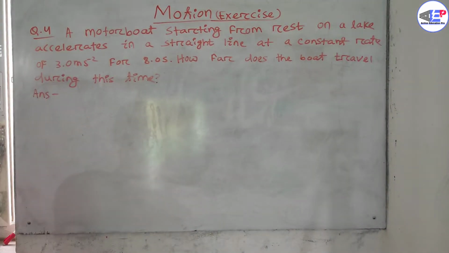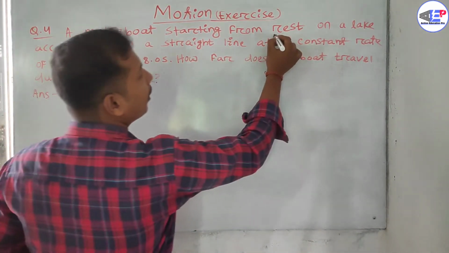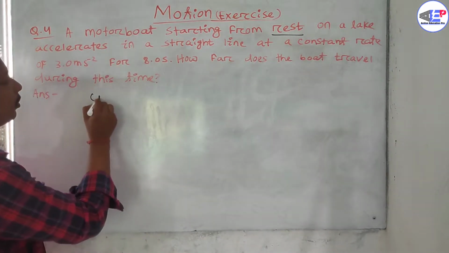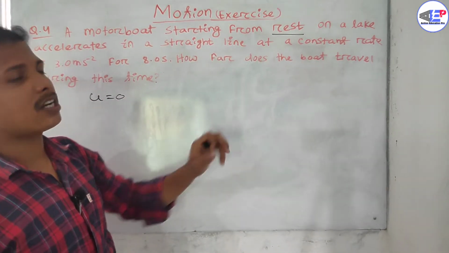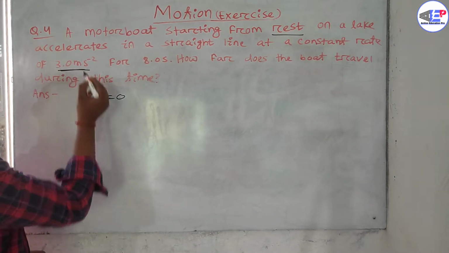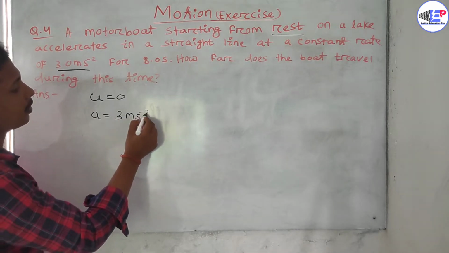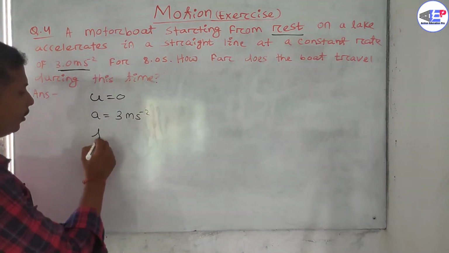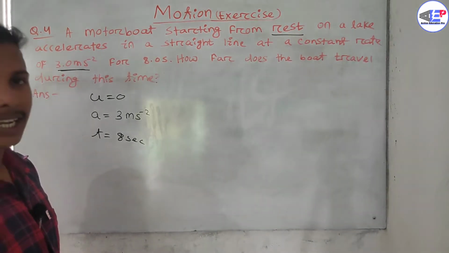So here we have to find out the distance. Given that the motorboat starts from rest, that means its initial velocity u will be equal to 0. It accelerates in a straight line at a constant rate of 3.0 meter per second square. That means it will be the acceleration, so a will be equal to 3 meter per second square. And time t is 8 seconds. We have to find out the distance, that is s.